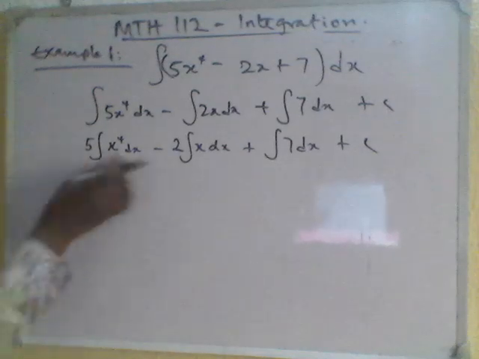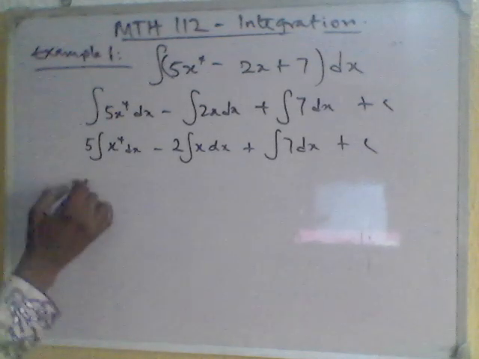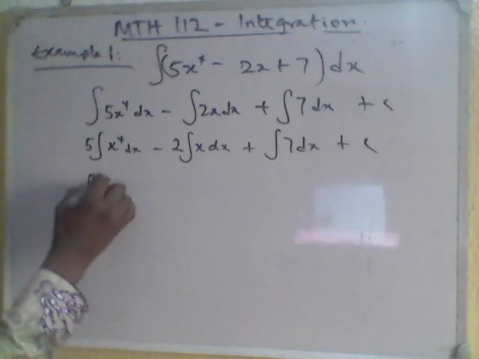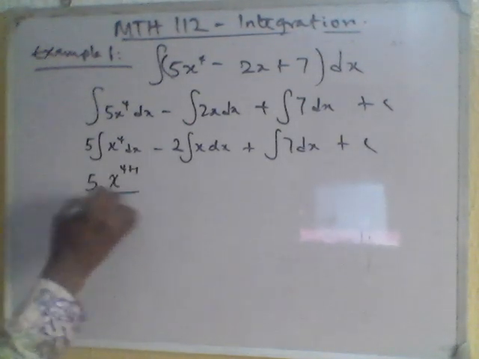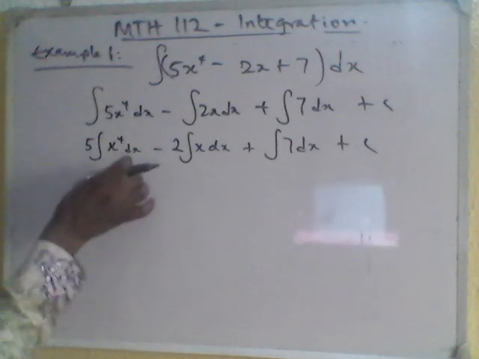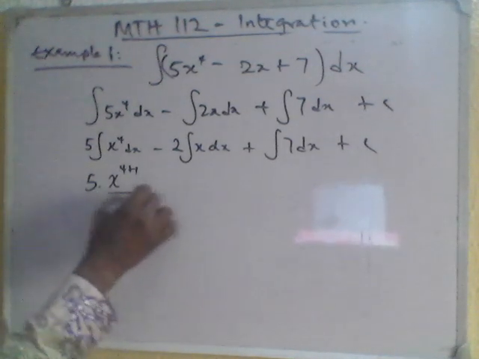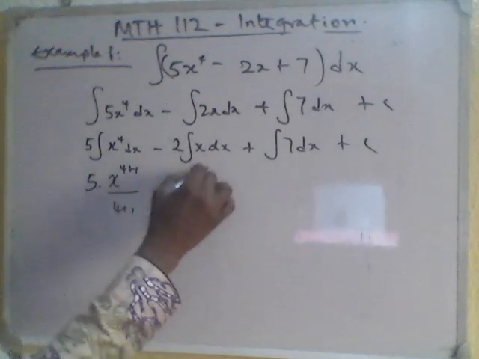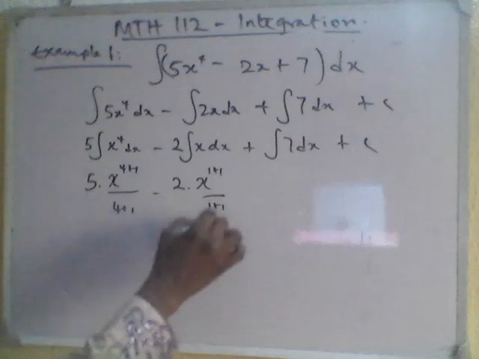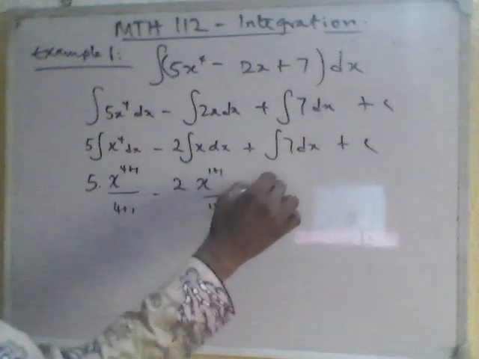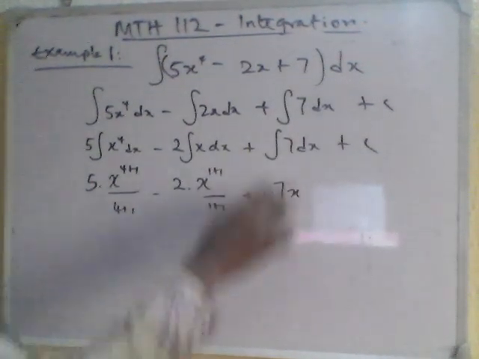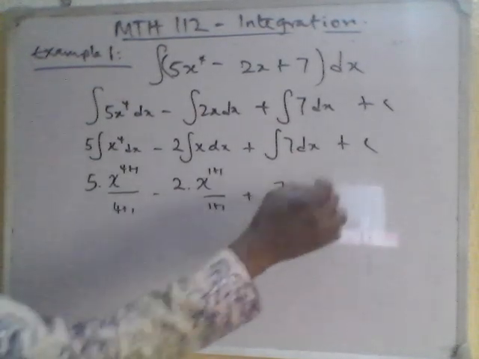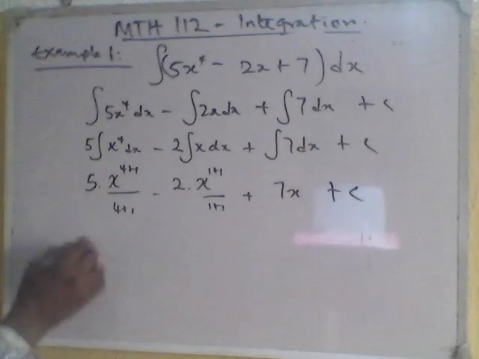So I'm integrating this one now. 5 is outside. So 5 times, if you integrate x raised to the power 4, power rule, remember the power rule, x raised to the power 4 plus 1 over 4 plus 1. The same power here is the same power in the denominator. Minus 2 outside. Then this one is the same thing as x, the power here is 1, so x to the 1 plus 1 over 1 plus 1. Plus, for a constant, just say 7x. For a constant, just add x to the 7. That's the x that you are integrating. Just add x to it. Then plus c.